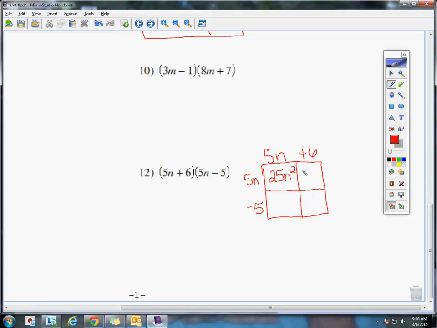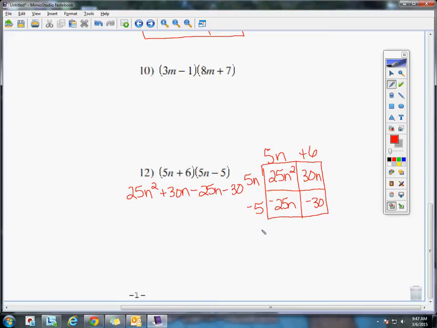5 times 6 is 30. Don't forget the n. Negative 5 times 5 is negative 25. Don't forget that n. And negative 5 times 6 is negative 30. So you write everything out. Your partial products, 25n squared plus 30n minus 25n minus 30.